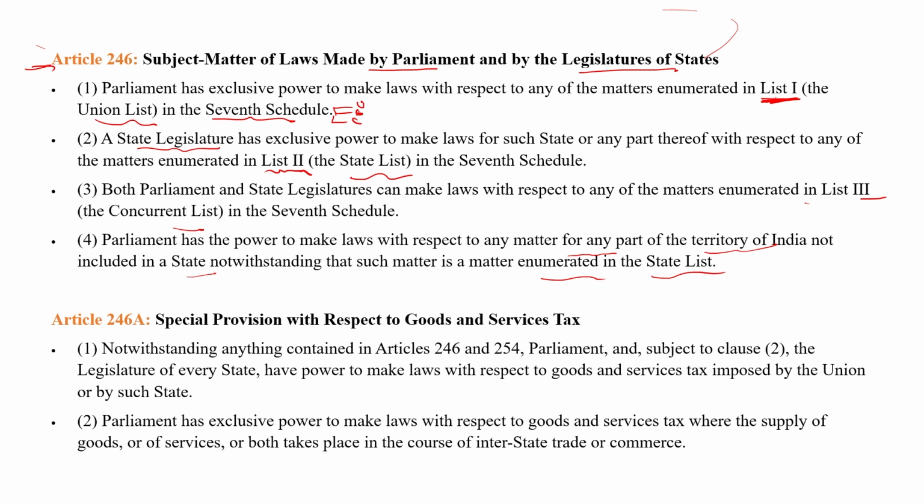Okay, Article 246A. Article 246A explains the special provision with respect to goods and service tax, the GST. So who can make law? Notwithstanding anything contained in Articles 246 and 254, Parliament, and subject to Clause 2, the legislature of every state has power to make law with respect to goods and service tax imposed by the Union or by such state. Parliament has exclusive power to make law with respect to goods and service tax where the supply of goods or service or both takes place in the course of interstate trade or commerce.